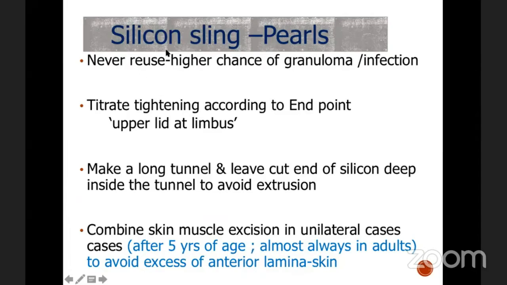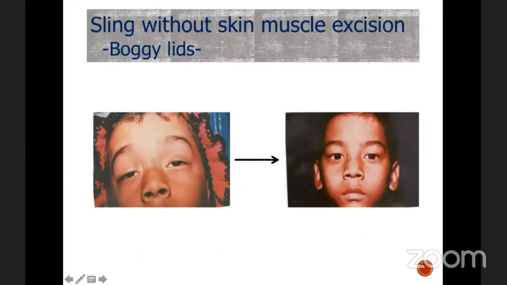So there are certain pearls of using silicone sling. It should never be reused. You will have to titrate tightening according to the end point. Generally, it is at the upper limbus, and make a long tunnel. One very important point is that you have to combine the skin muscle excision in unilateral cases. Generally, after 5 years of age. If a child is younger than 5 years, then it is not needed because the skin is quite tight. But in adults, it is almost always needed, because if you do not combine it with the skin muscle excision, there will be bogginess here and an overhanging lid fold.